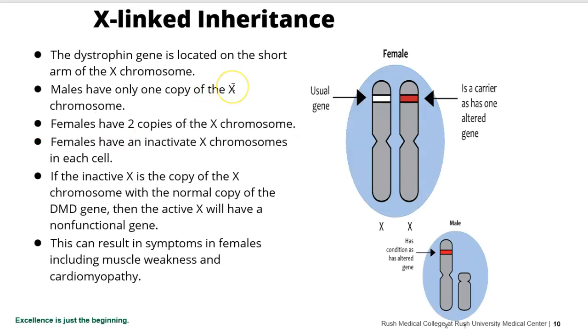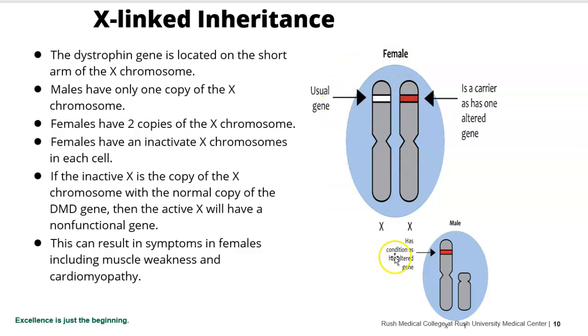As I was saying earlier, the gene for Duchenne's is located on the X chromosome. Males only have 1 copy of the X chromosome. Females have 2 copies of the X chromosome. So if a male only has 1 copy of the X chromosome and the gene for dystrophin is absent, then he doesn't have any. A female has 2 copies.